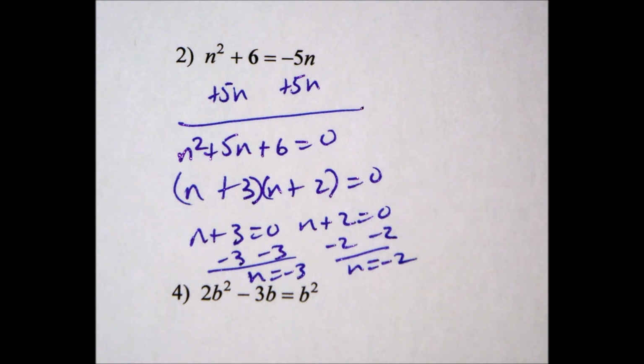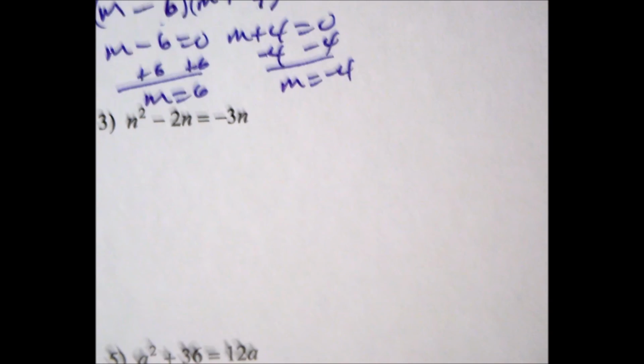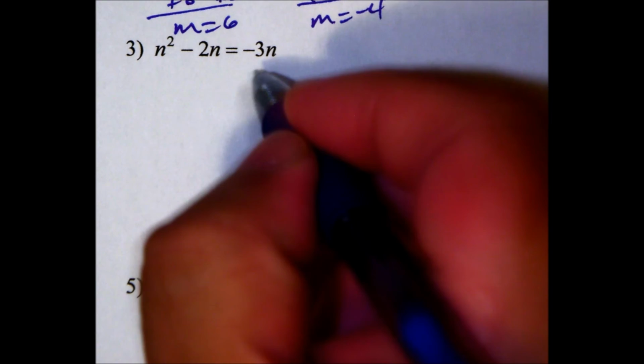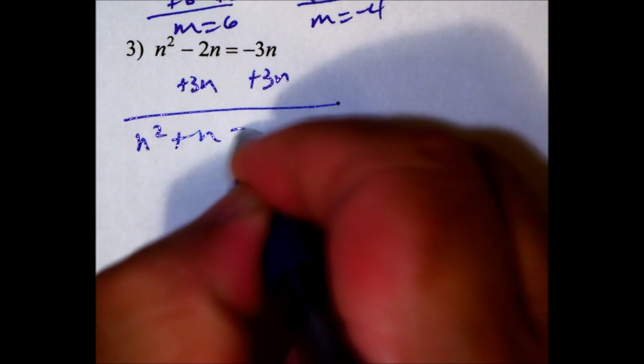Alright, let's do one more. How about number 3? So number 3, we still have this thing on the side, so we're going to get rid of that. And this time we actually have something to add it to. So we get n squared plus n equals 0.